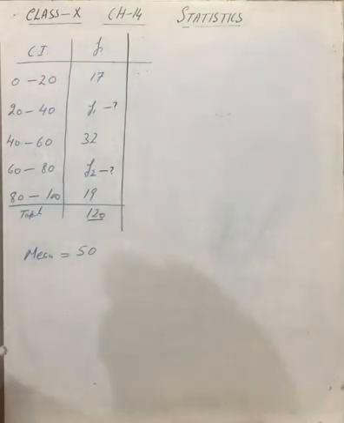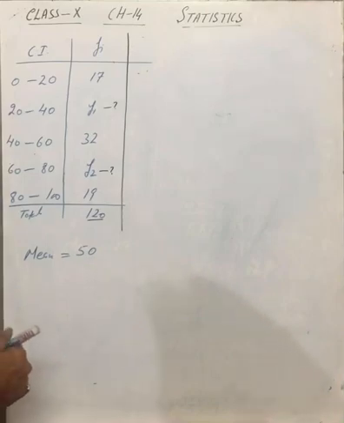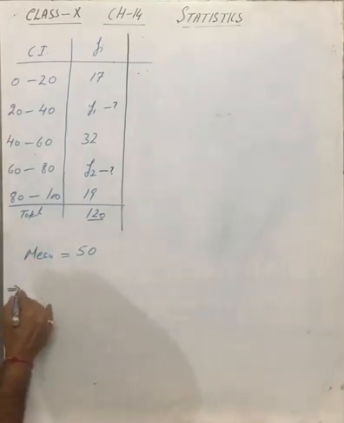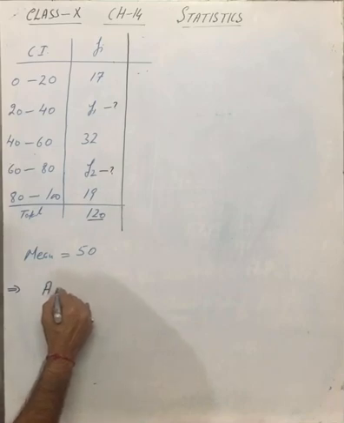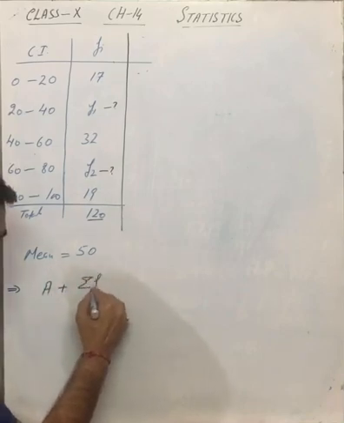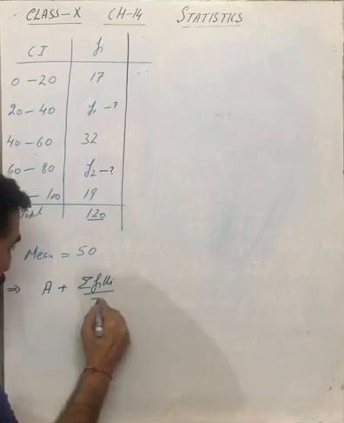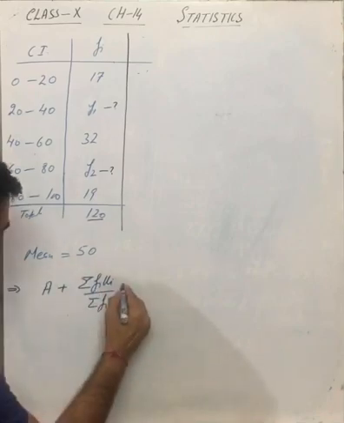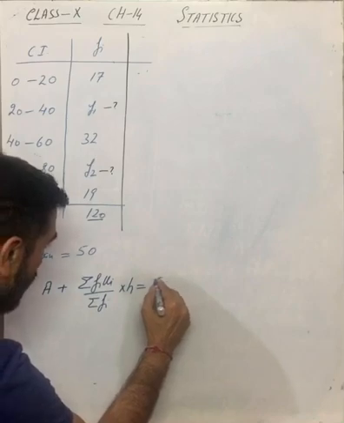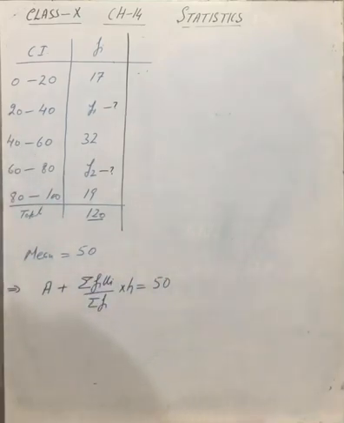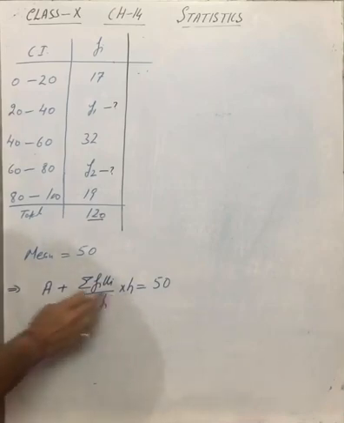So if you remember the method of step deviation, the formula for mean was, let me first write the formula here in place of mean. The formula was a plus summation fi ui over summation fi, multiplied by h, is equal to 50, which is given to us. So for this step deviation method, we must have a, ui and h, and you see h remains 20, the class size, which is common throughout all the intervals.